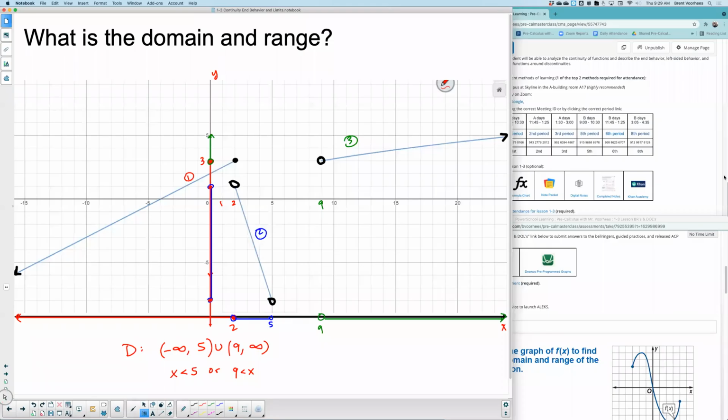And so we said it's all real, so I'll just do that real quick. Range is from negative infinity to infinity, or you could say y is in the reals. Either one of those would work.